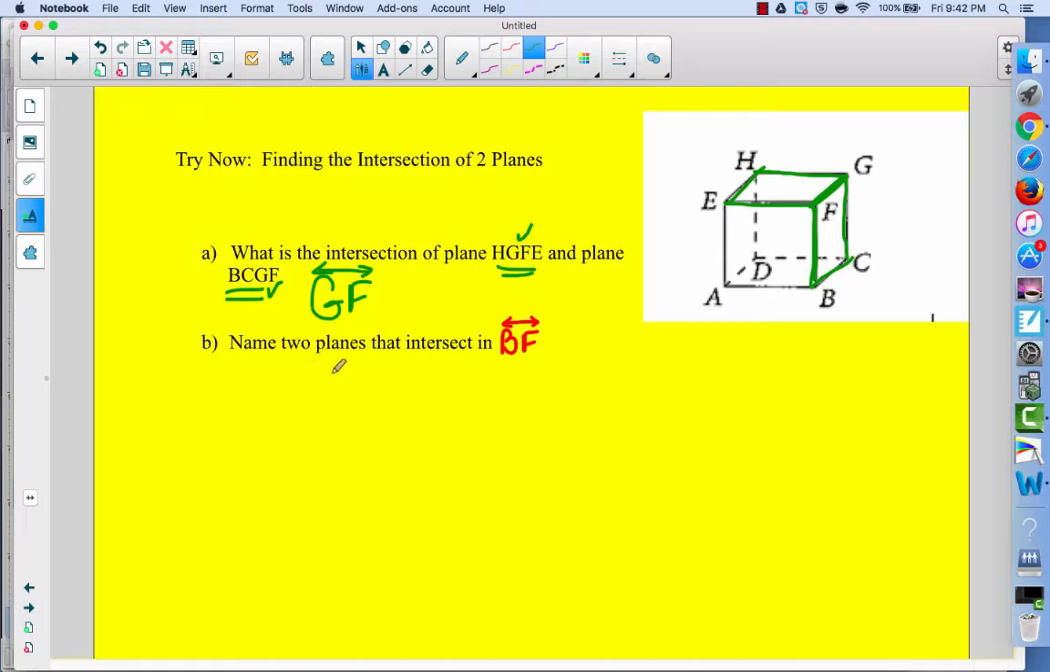Now I want to name two planes that intersect in BF. I'm going to switch colors. So here's BF. The planes have to have that as a side. I'm looking, and that is a plane: BCGF. Don't skip points. Go either clockwise or counterclockwise. Don't say BGCF. You have to say BCGF. And then the other plane that I see that has BF in it would be the front of this box. So BFEA.